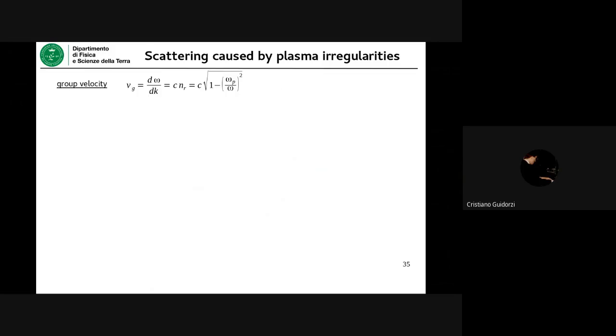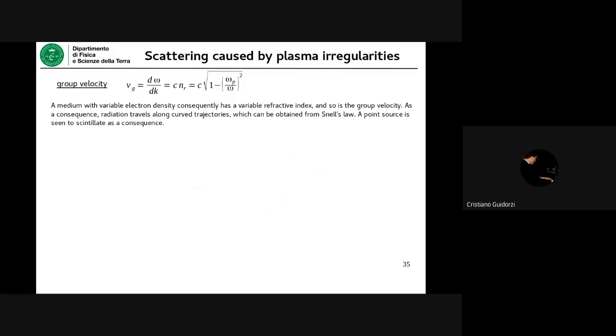So the group velocity depends on the frequency. The medium is dispersive in this way, where omega p is the plasma frequency. As long as you consider a wave crossing a region with a variable density, since the plasma frequency depends on the density, spatial variations in the electron density reflect into corresponding variations in the refractive index, and so in the group velocity.